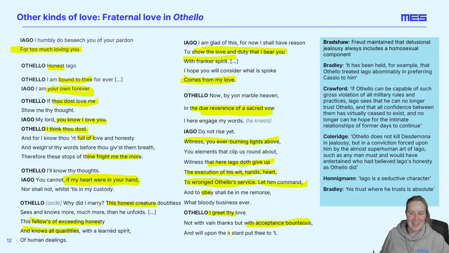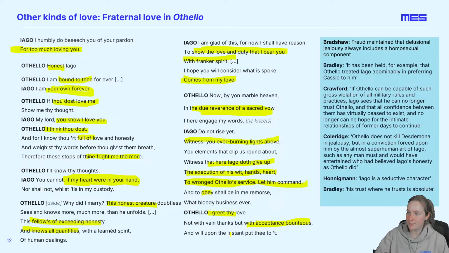But interesting, he says the execution of his wit, hands, heart to wronged Othello's service. So this idea of this vow being linked with death, the way that when Desdemona and Othello speak, there's also this foreshadowing of death as well and doom. But it sounds like a marriage, right? To obey, to command, the vows, etc. They're all holding hands here and vowing to each other. This is almost kind of a marriage between the two, but much more sacred to Othello, seemingly, than his marriage to Desdemona.